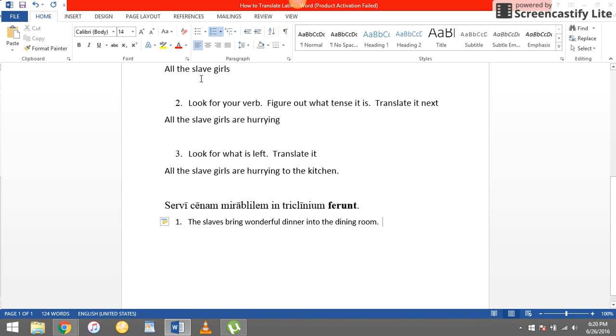See, if you follow these steps up here, 1, 2, and 3, you will have a more successful translation. Obviously, there are more complicated sentences than the ones I'm doing here, but if you ask yourself these questions and walk yourself through it, you can figure out what it is. If you have questions or you need help with the sentence, let me know. Thank you.